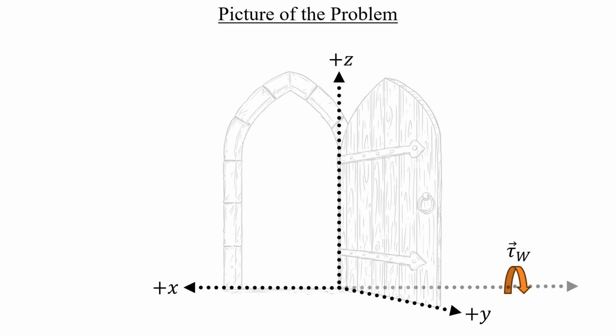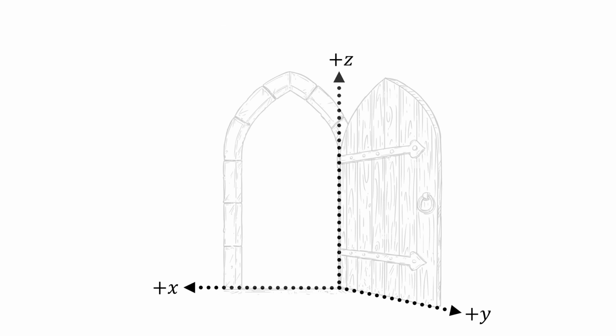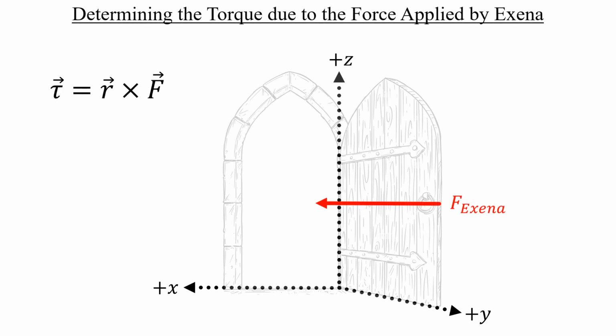And with that out of the way, we can go through this process one more time using the force applied by Exena. I'll replace it with a force vector and insert that into the torque definition. The position vector for this force will cover the entire width of the door, which means its components will now look like the following.